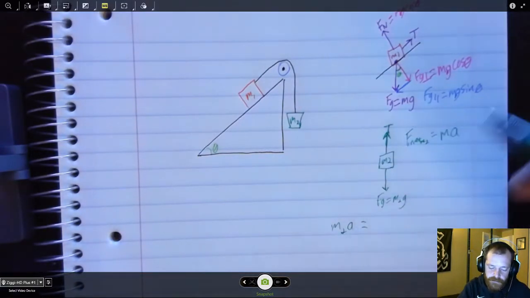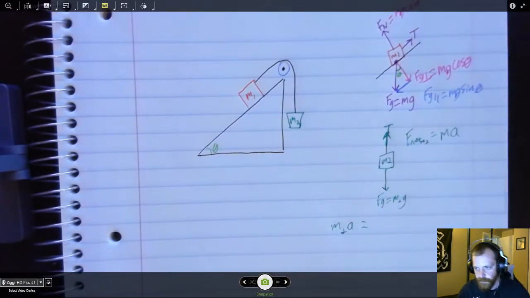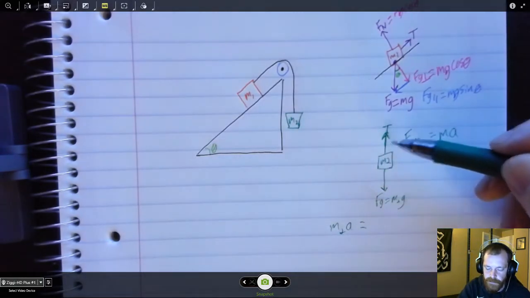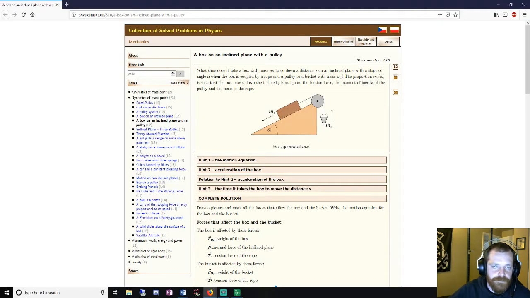Now we have to think. The first thing you should ask yourself is, which of these two forces is going to cause this object to move? It's going to be the tension force in this example, because the problem says, and let's refer back to that real quick, I have so many pens on my desk. The problem says, and it even has a little arrow there to show you, that the M1 block is going down the incline, the M2 bucket is going up the incline.